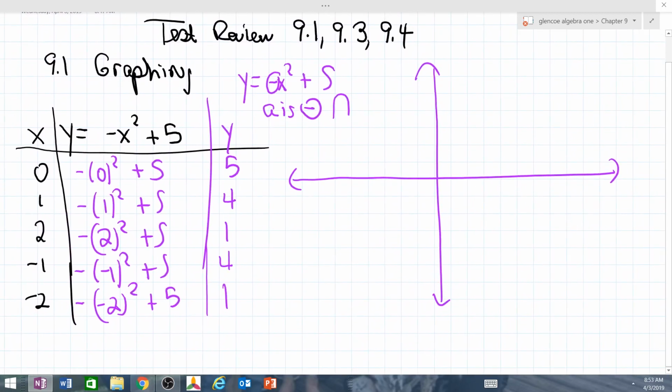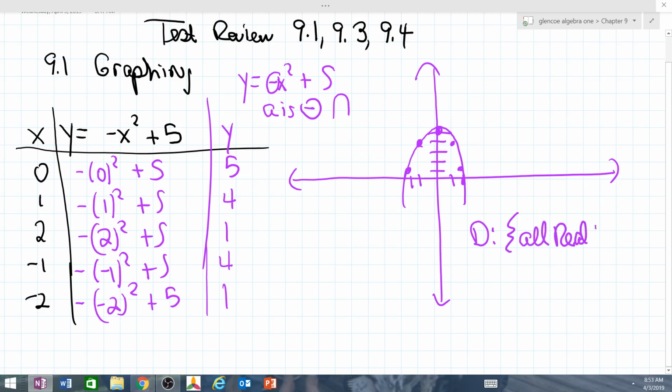0, 5, 1, 4, 2, 1, negative 1, 4, negative 2, 1. And my graph is going to look something like that. Okay? Now the domain, each and every time, no matter what you graph, guys, is all real numbers.